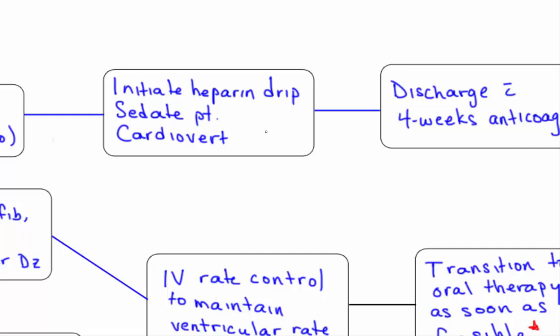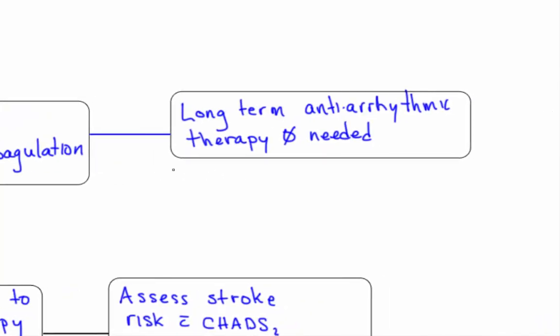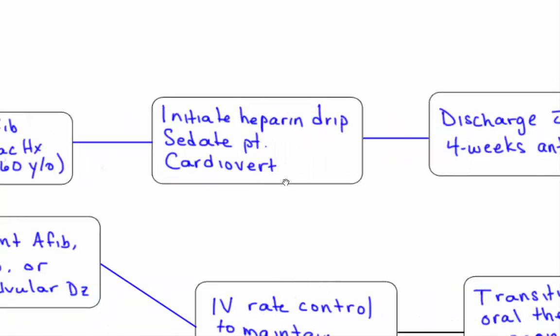So once we do successfully cardiovert them, we're going to go ahead and discharge them, and they'll need to have at least 4 weeks worth of anticoagulation. Now in this patient population, we're not going to need to worry about long-term antiarrhythmic therapy. Since it was lone AFib, non-cardiac in origin, there's a much lower likelihood that they'll revert back to AFib again. So long-term antiarrhythmic therapy is not needed in this patient population. All right, so let's go back.